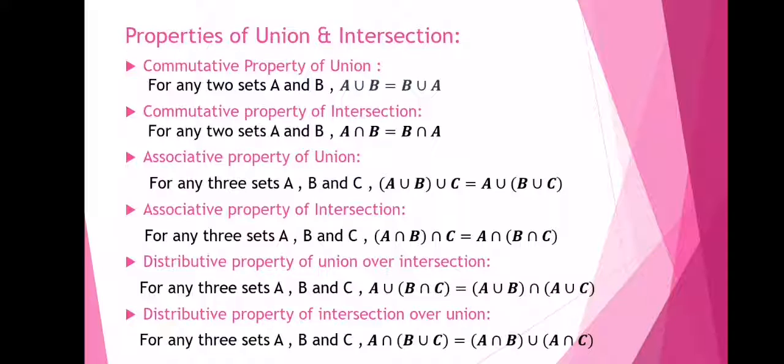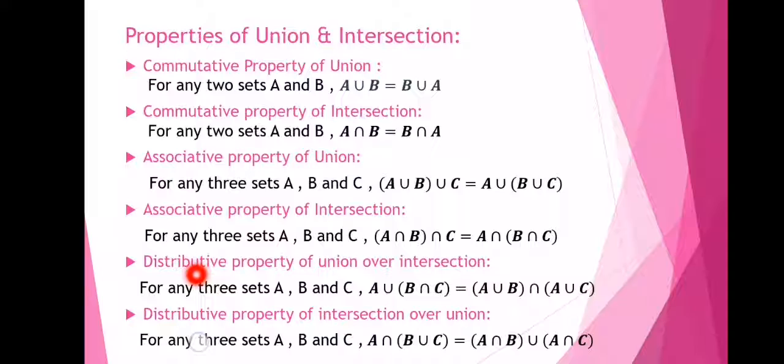Similarly, the associative property of intersection shows that for any three sets A, B and C, A intersection B whole bracket intersection C is equal to A intersection whole bracket B intersection C. Distributive property of union over intersection.